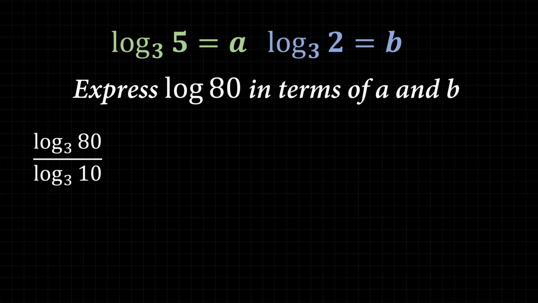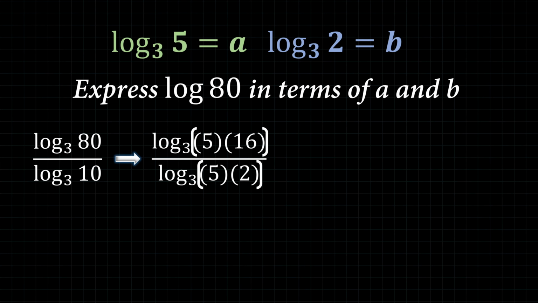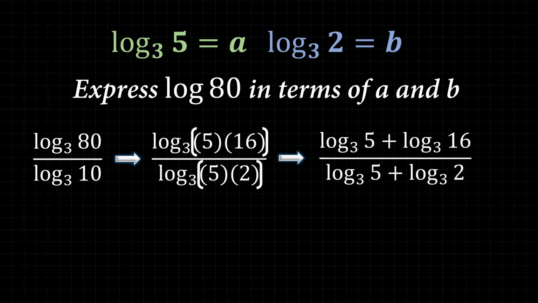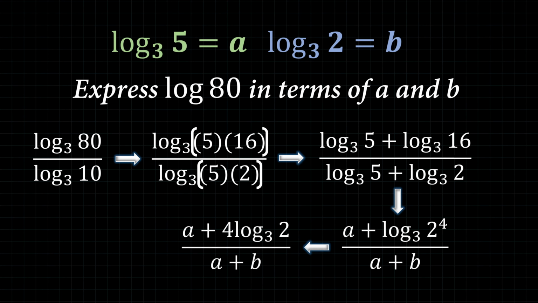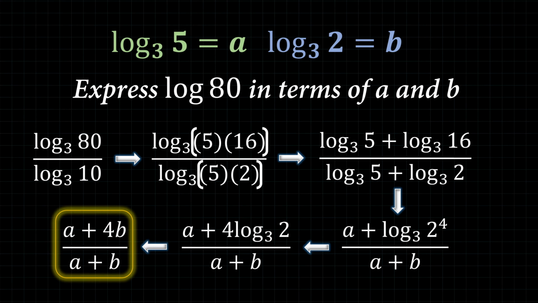And at that point, we can split apart 80 and 10 into 5 times 16 and 5 times 2. And we can expand both the top and the bottom logs like this. At that point, we unlock log base 3 of 5 on the top and the bottom, as well as log base 3 of 2 on the bottom, so we can replace them with A and B's respectively. Notice I rewrote log base 3 of 16 as log base 3 of 2 to the power of 4, so I can apply the power rule and bring the 4 to the front, unlocking yet again a log base 3 of 2, which is B, so our final answer would look like this.